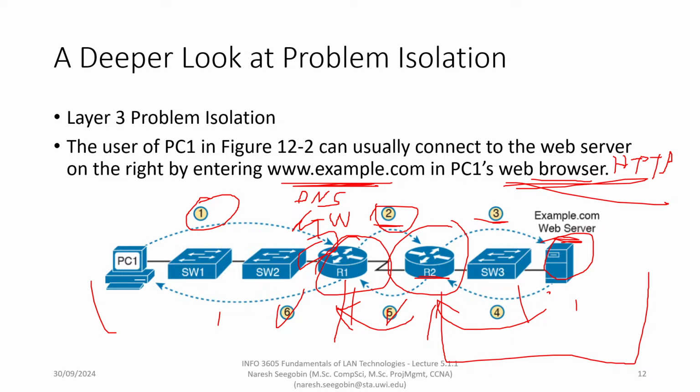As an admin, you may access router R2 or switch 3, and then work from there to see where the problem is. The cool thing is that most routers will be able to do an ICMP ping on equipment. So from router 2, you could initiate a ping to this equipment and see if you get a response.